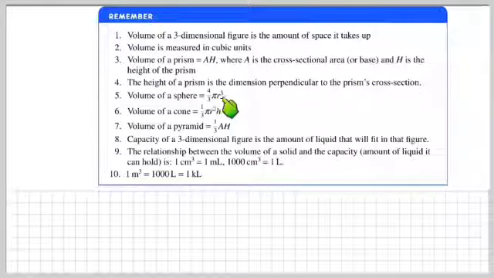Spheres, 4 over 3 pi r cubed. Cones, 1/3 of the area of the base, being 1/3 of pi r squared, times the vertical height. Pyramids in general, 1/3 of the area of the base times the perpendicular height. And the capacity of a three-dimensional figure is the amount of liquid which will fit into that figure. The relationship between the volume of a solid and the capacity is: 1 cubic centimetre is 1 millilitre, 1,000 of them fit into a litre, and 1,000 litres, being a kilolitre, is exactly 1 cubic metre.